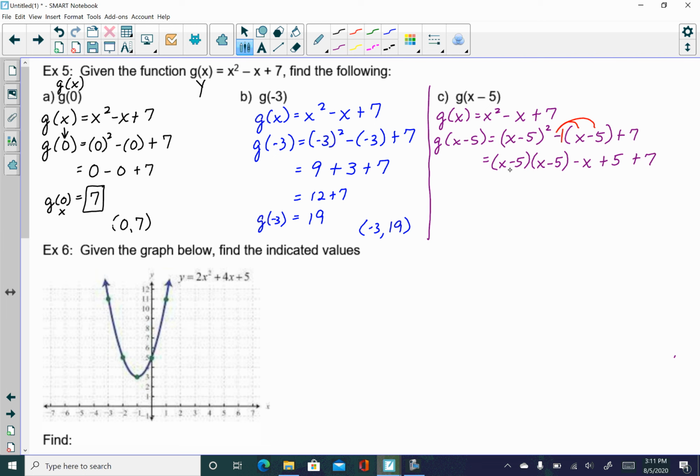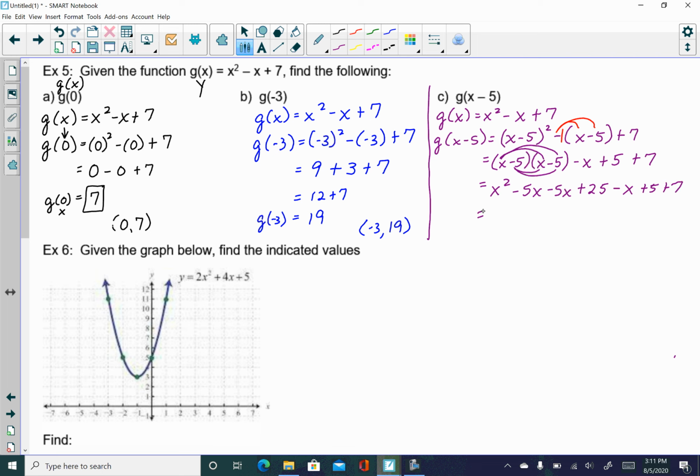All right, so now from here, hopefully you remember, in order to multiply x minus 5 times x minus 5, I've got to FOIL that. So foiling is multiplying your first, so x times x is x squared. Outside, x times -5 is -5x. Inside, -5 times x is -5x. Last, -5 times -5 is +25. I'm going to bring down my -x plus 5 plus 7.